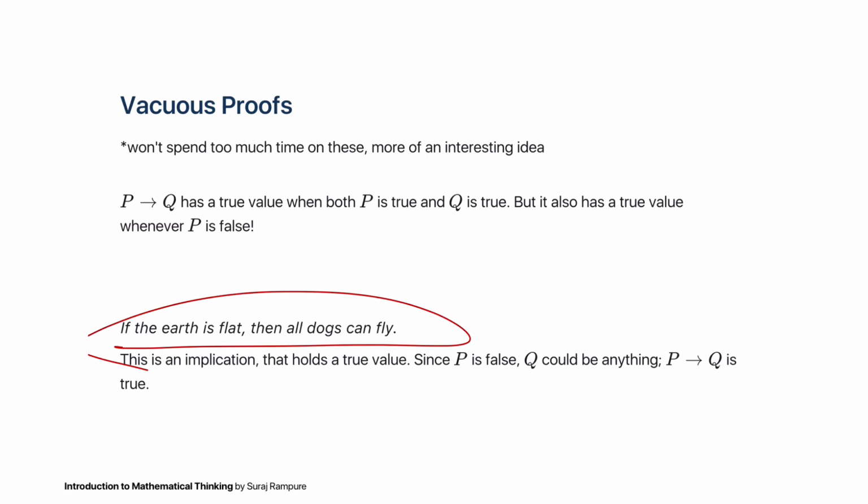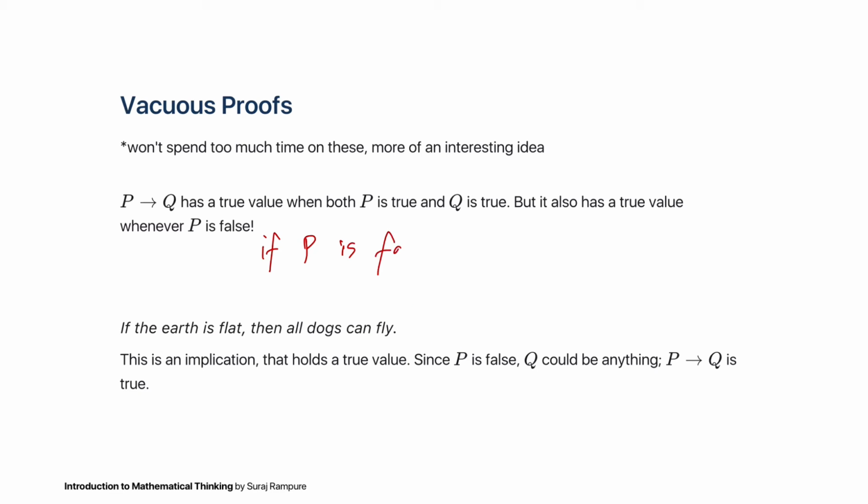I don't know, have you seen the whole earth? I haven't. Then it doesn't matter what Q is, right? So if P is false, Q could be anything.